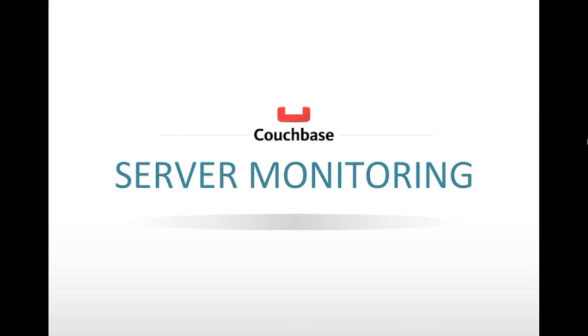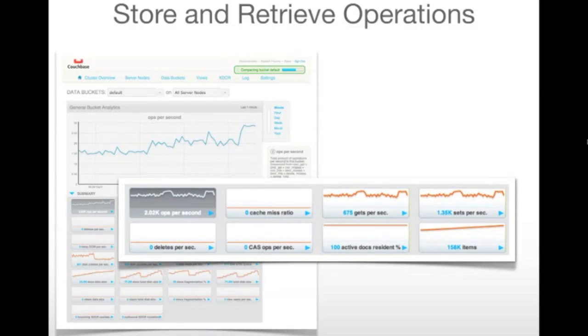So server monitoring. This is always interesting for people. We have one of the best admin UIs of, I don't know, to me, almost all the databases out there. This is an excellent admin UI. So when you look at the cluster, you're going to see, when you click on data buckets, click on default, a bunch of graphs. If you don't have any operations going, they're all going to be flat, of course. But as you do operations, you're going to see a lot of interesting stuff happening here.